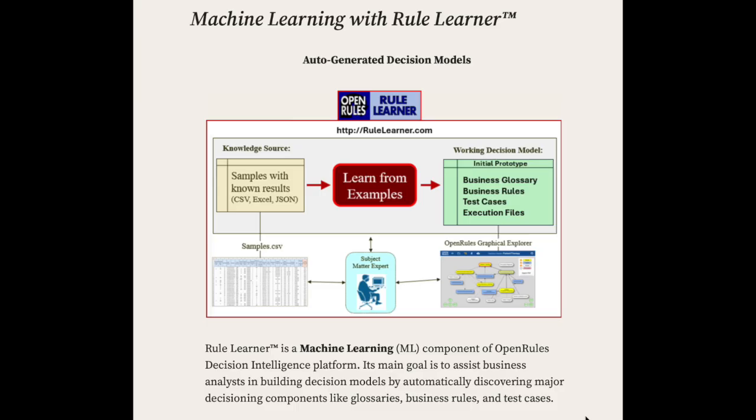OpenRules Rule Learner assists business analysts in building decision models by automatically discovering major decisioning components like glossaries, business rules, and test cases from historical data. It does not require knowledge of statistics or machine learning. A user can select data samples with already known results from the past, and Rule Learner will build a working decision model with various versions of automatically discovered business rules.